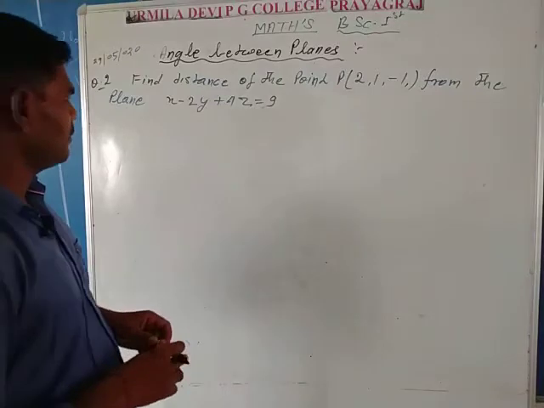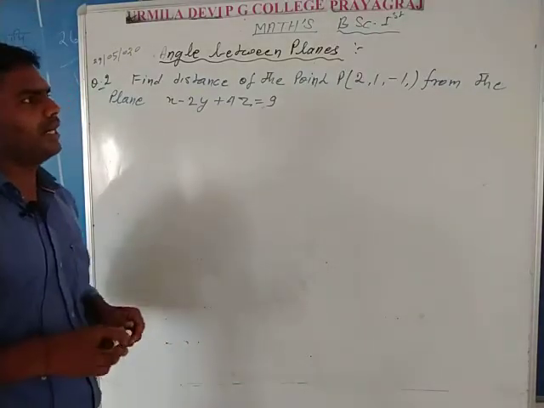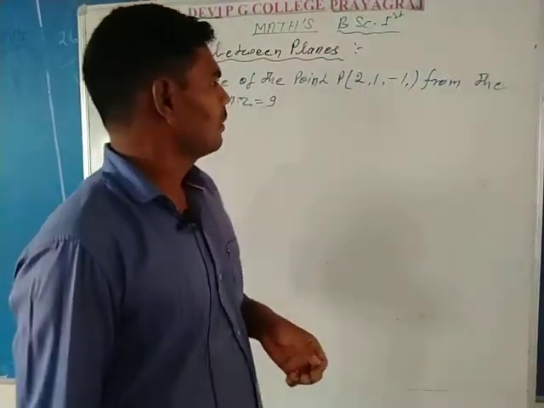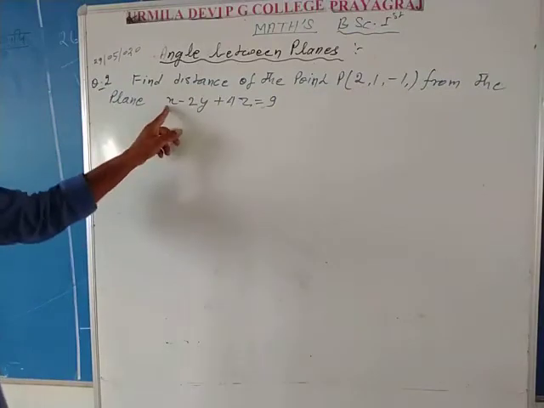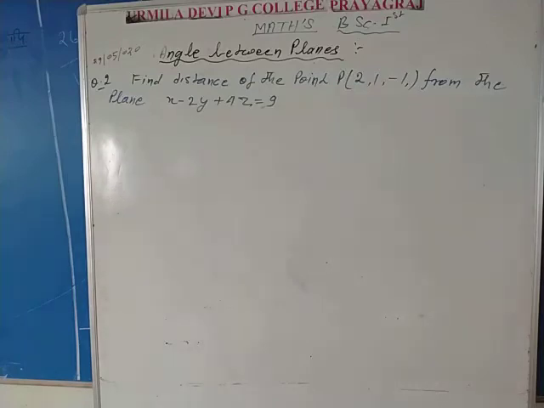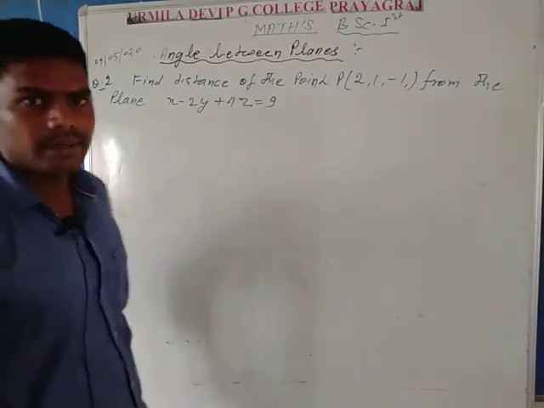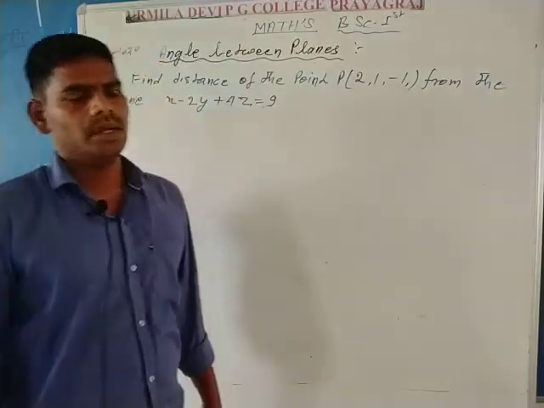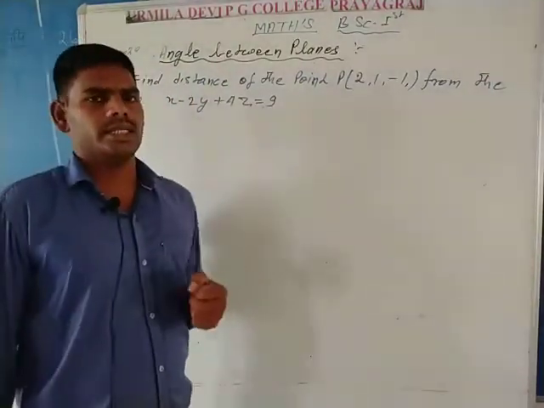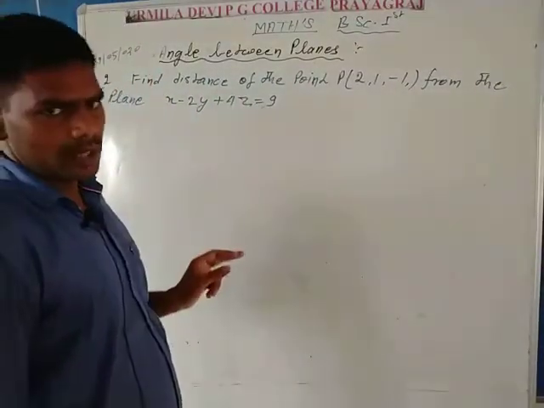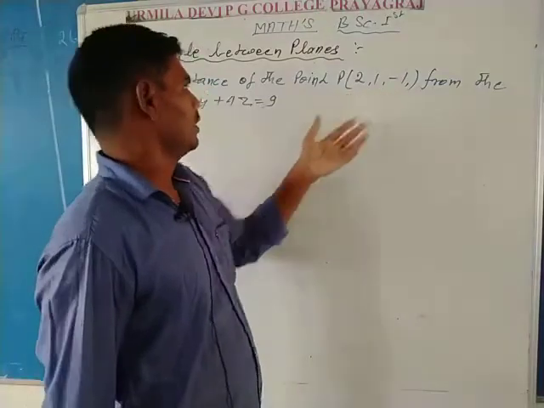In the second question, find the distance of the point whose coordinates are 2, 1, minus 1 from the plane x minus 2y plus 4z is equal to 9. This question is related to article second. In article second, we find the distance of a point from the given plane, meaning the perpendicular distance of the point from the plane.